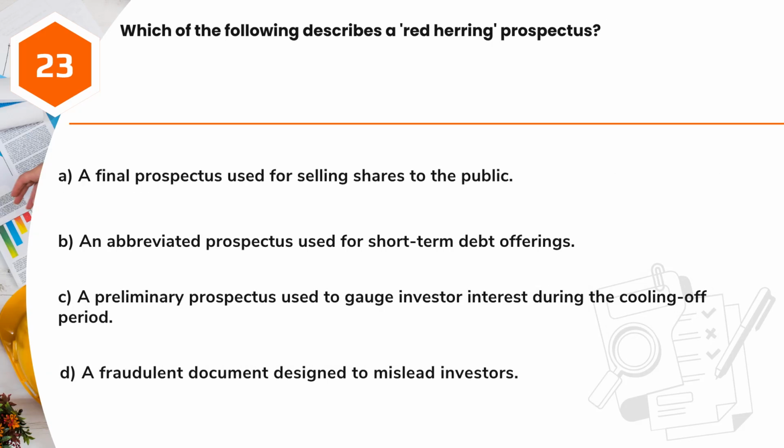Question 23. Which of the following describes a red herring prospectus? A. A final prospectus used for selling shares to the public. B. An abbreviated prospectus used for short-term debt offerings. C. A preliminary prospectus used to gauge investor interest during the cooling-off period. D. A fraudulent document designed to mislead investors.